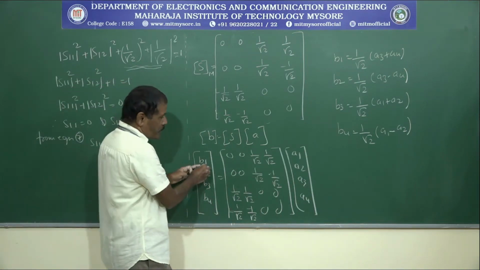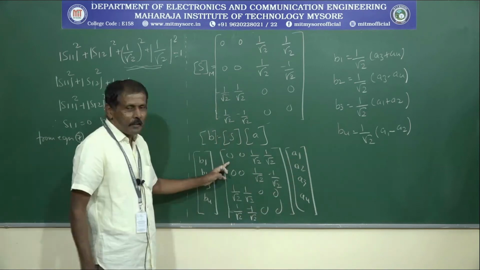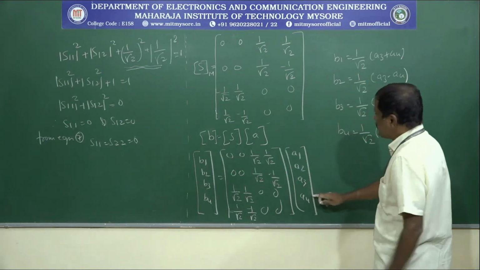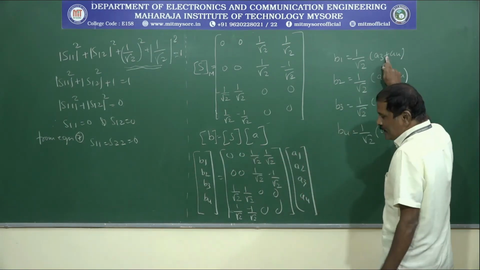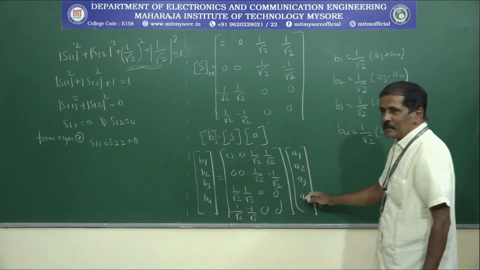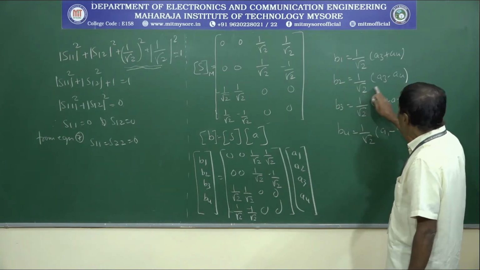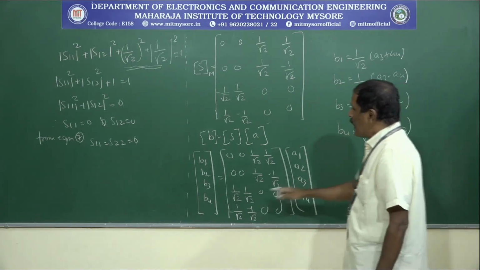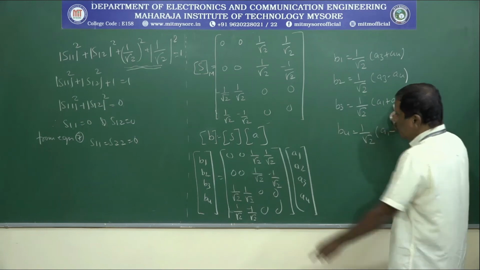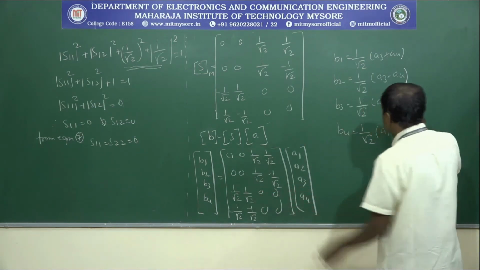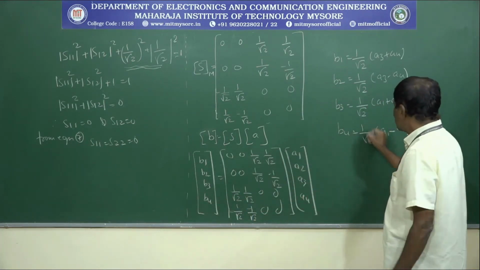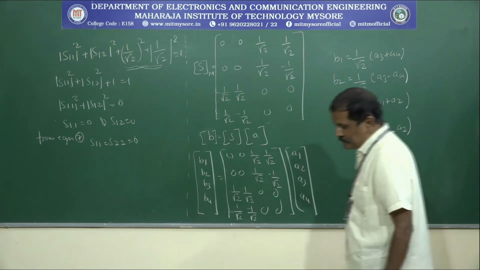Now to calculate B1, the first row multiplied by the column, so B1 equals 1 by root 2 times A3 plus A4, because the A1 and A2 values are zeros. Similarly, B2 equals the second row multiplied by this column, so B2 is equal to 1 by root 2 into A3 minus A4. B3 is equal to the third row multiplied by this column, B3 is equal to 1 by root 2 into A1 plus A2, because A3 and A4 are 0 here. And B4 equals the fourth row multiplied by this column, which is equal to 1 by root 2 into A1 minus A2.